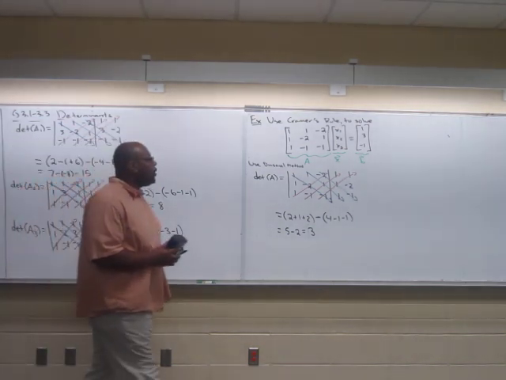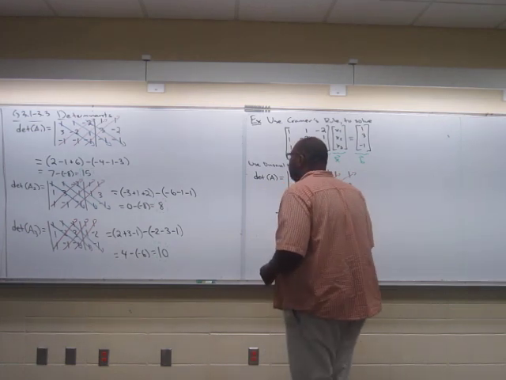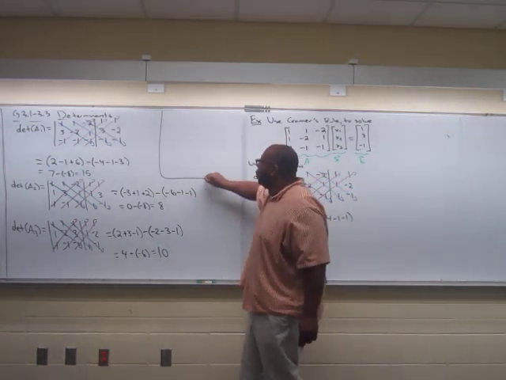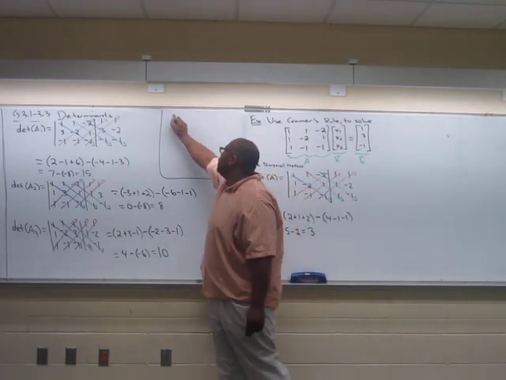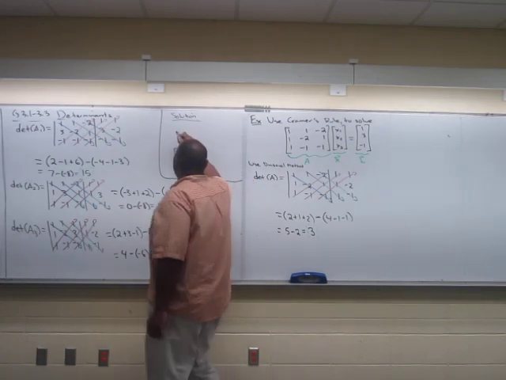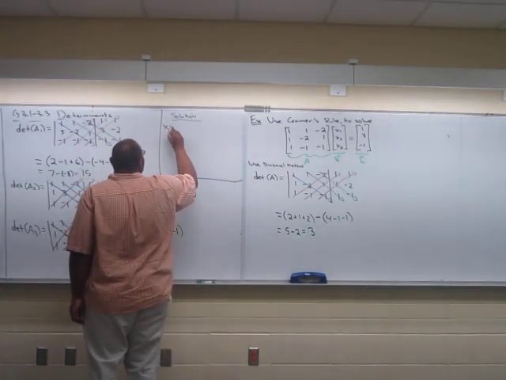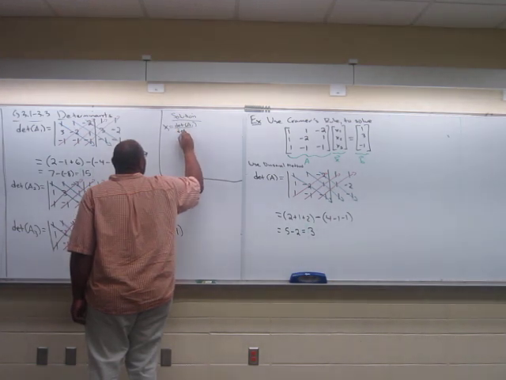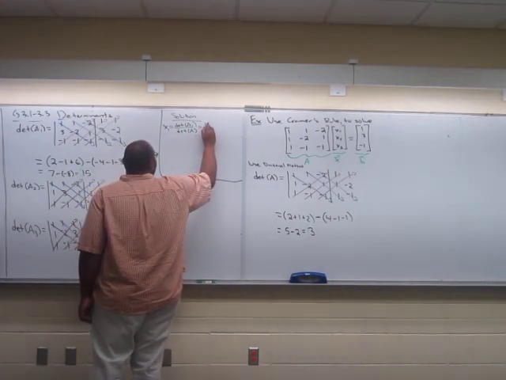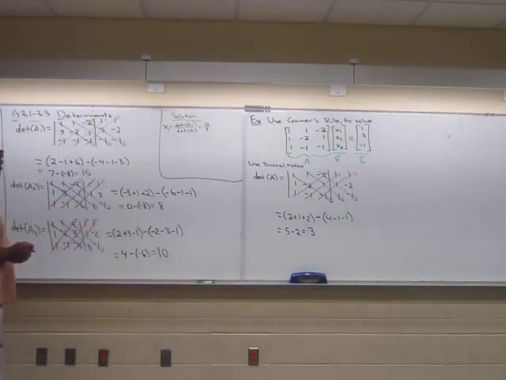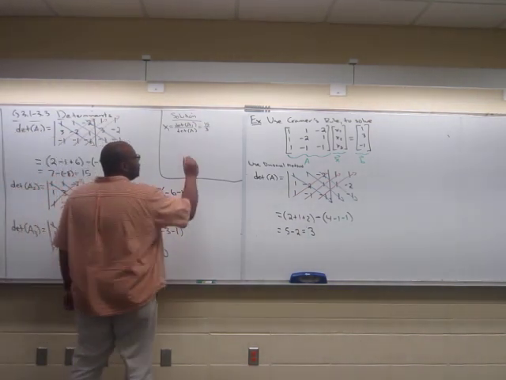So our final answer, if we did everything correctly, right? I'm going to put it right here. If we did everything correctly, my solution: x1 is equal to the determinant of A1 divided by the determinant of A, which is going to be 15 divided by 3, I believe. 15 divided by 3 is 5.